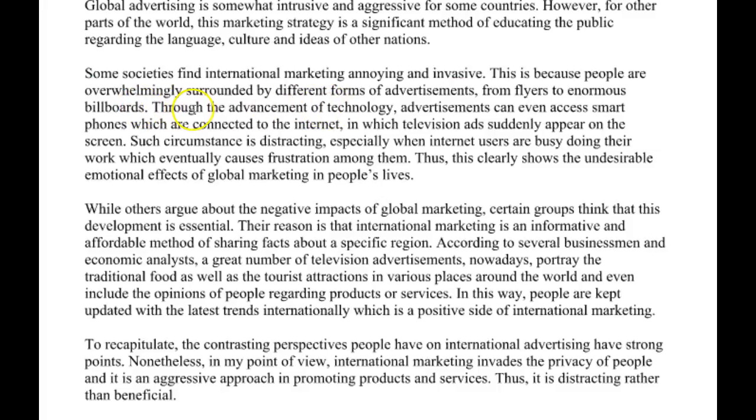Through advancements to technology, advertisers now have access to smartphones with an internet connection, on which television ads may now suddenly appear at any time of day. Such circumstance is distracting, especially when internet users are busy with other tasks, such as work, which causes considerable frustration. Thus, this clearly shows the undesirable emotional effects of global marketing in people's lives.